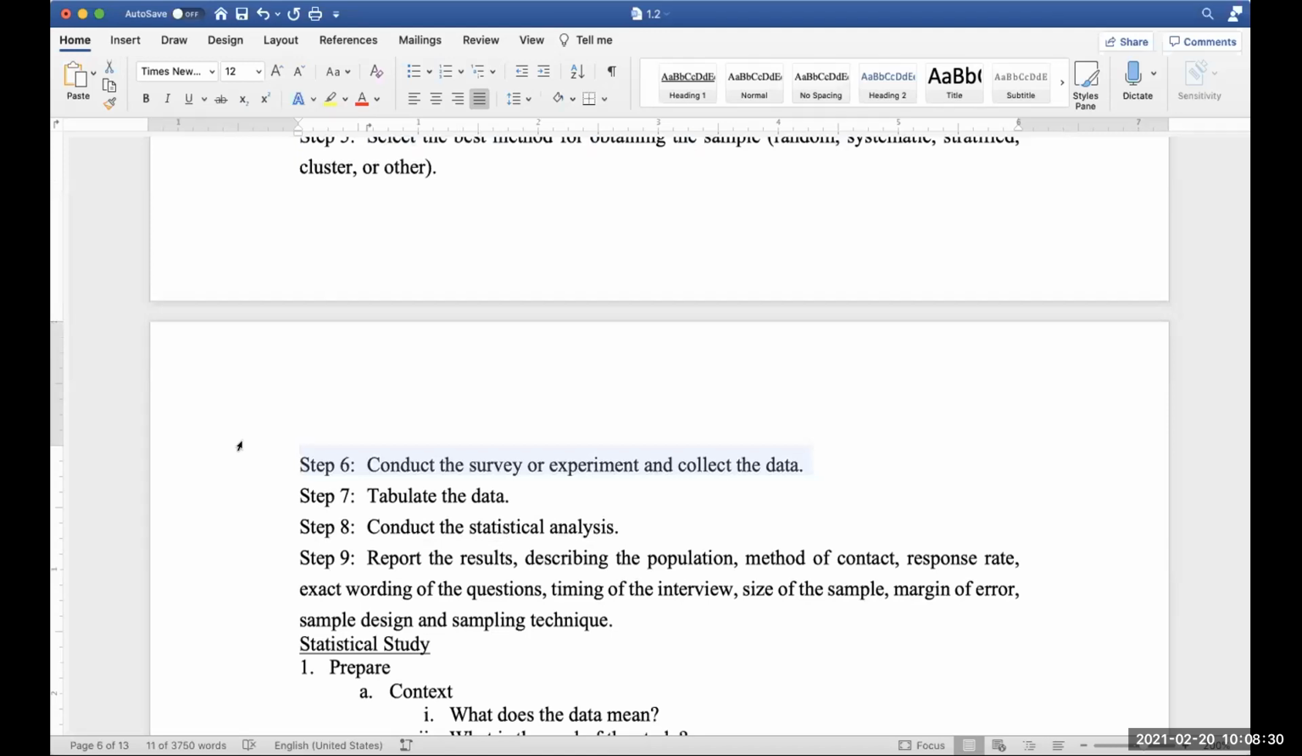Conduct the survey or experiment and collect the data. Tabulate the data, conduct statistical analysis, and report the results, describing the population, method of contact, response rate, exact wording of the questions, timing of the interview, size of the sample, margin of error, design of experiment, and the sampling technique. Oh, I should say that.